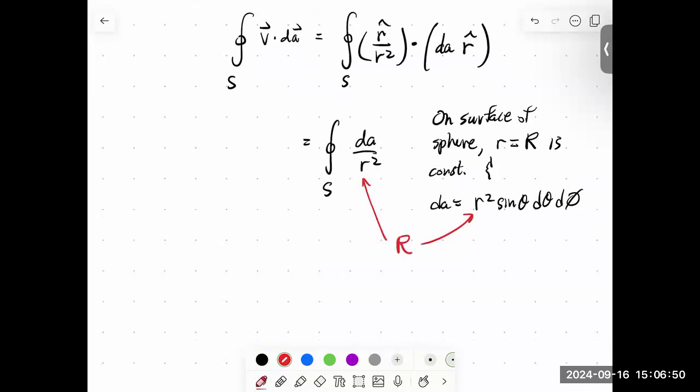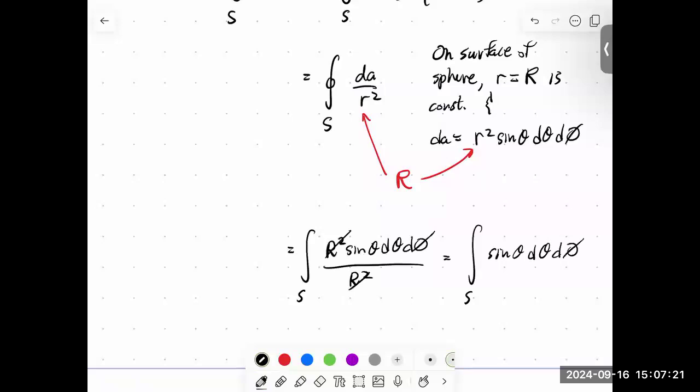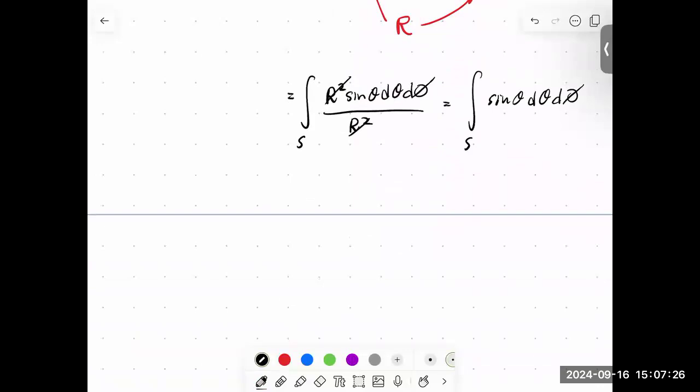So what we're going to do is say, all right, we're at a constant radius R. So wherever we see a little r, I'm going to replace that with capital R, and this dA is going to be this stuff with the capital R. Okay, and so then our surface integral becomes dA, which is R squared sine theta, d theta, d phi, divided by R squared. That cancels, and so we have to evaluate this integral. Now, our surface integral is a double integral. It's going to be an integral over theta, and an integral over phi, and then we're going to have here sine theta, d theta, d phi.